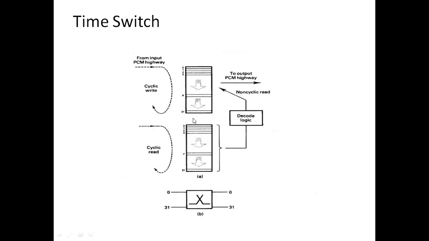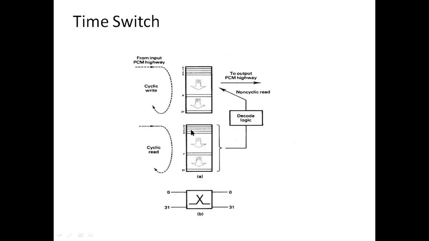This is another diagram which has been given in the book. We have two read operations going on. At the input, you read the incoming PCM highway and store it in the buffer according to the decoding logic. As you can see, the input is coming into this buffer and it will be stored in a corresponding outgoing slot, and it will be read accordingly, based on the decoding logic.